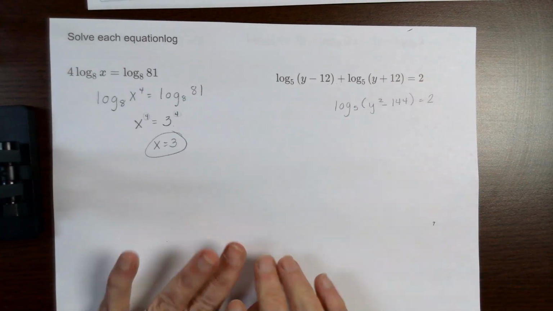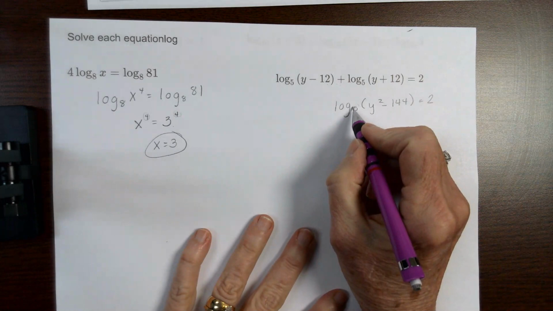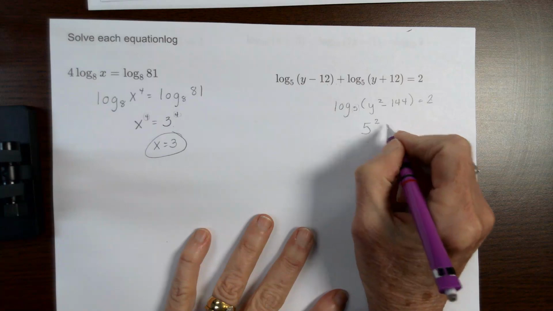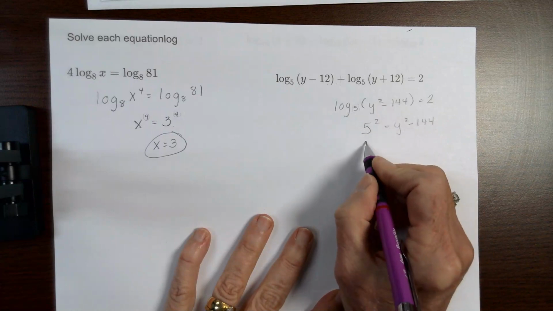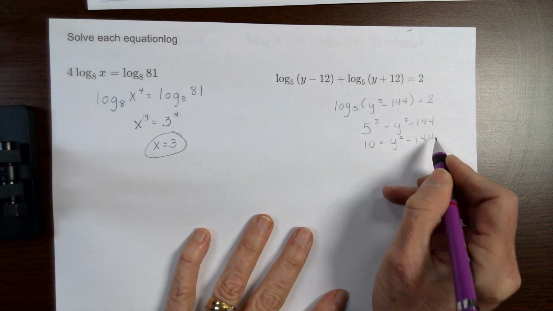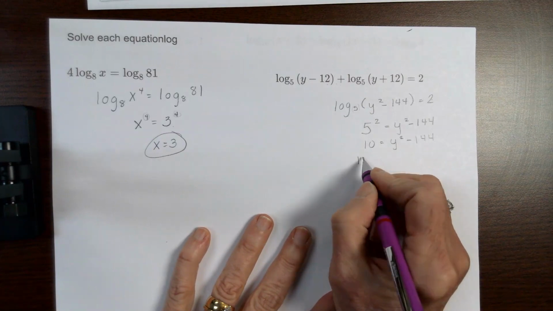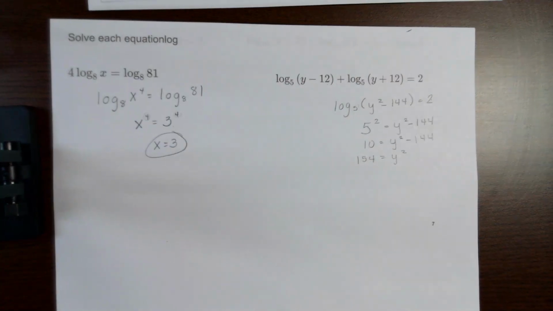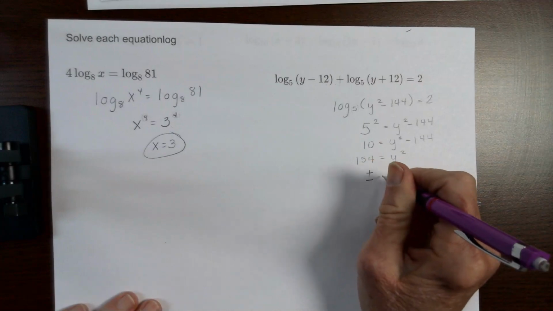Now, if I have a log on one side, I'm going to need to turn around and write this in exponential form. So I'm going to take the 5, the base here, and it becomes my base. That becomes my exponent, and then I have y squared minus 144. So I have 10 here is equal to y squared minus 144. I'm going to add the 144 to the other side, so I have 154 is equal to y squared.